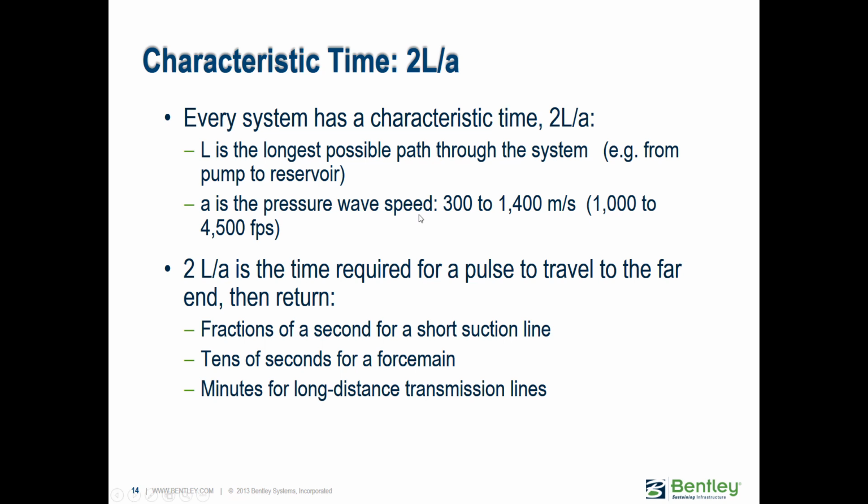Okay, so basically your wave speed is going to be on the order of something like 300 to 1400 meters per second, which is about 1,000 to 4,500 feet per second. It's really a function of not only what fluid is going through it, but also the elasticity of the material. So a PVC pipe will have a different wave speed than a ductile iron pipe, and that can be significant because it impacts how fast those waves travel, which impacts when they reflect and when they combine with other waves. So it can have a significant impact.